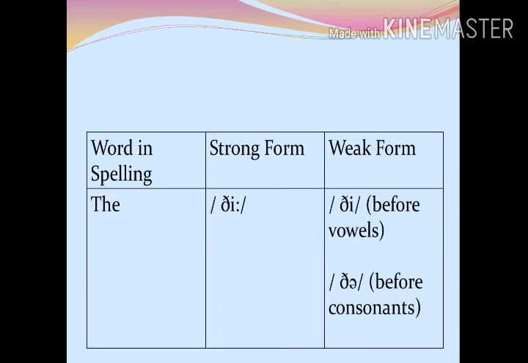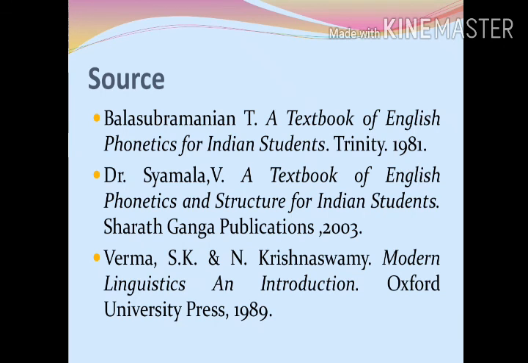For example, the definite article is pronounced as the in isolation, but it has got two weak forms. Thus, in connected speech, if the definite article appears before vowel sounds, it is pronounced as the. If it appears before consonants, it is pronounced as da. That's about strong forms and weak forms.